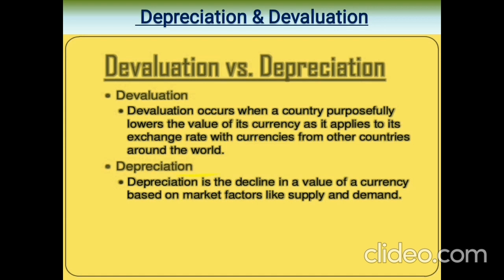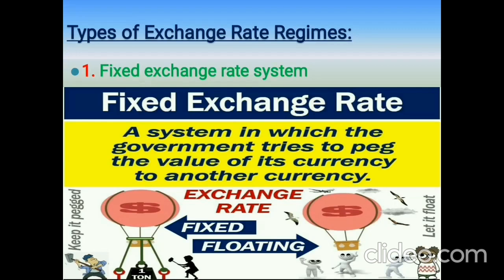First is the fixed exchange rate system. As you can see in the picture, a fixed exchange rate system is a system in which the government tries to peg the value of its currency to another currency. It means the government fixes the value of its currency to another currency. Currently, this is being practiced by the government of China. They fix their currency exchange rate with other world currencies. So this is about the fixed exchange rate.